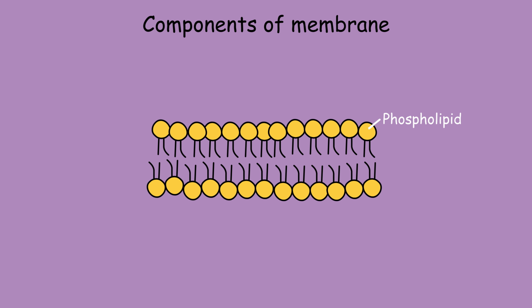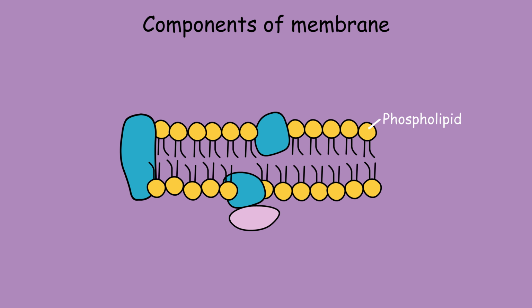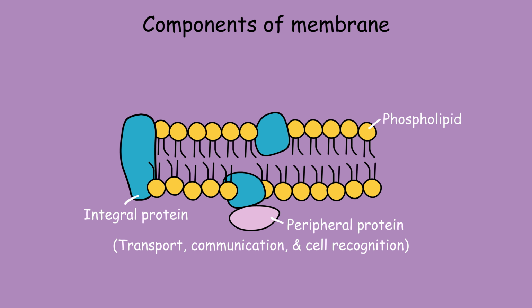After phospholipids, we have proteins. Proteins are embedded throughout this bilayer. Some proteins lie on the surface, while others span the entire membrane as transmembrane or integral proteins. They assist in transport, communication, and cell recognition.